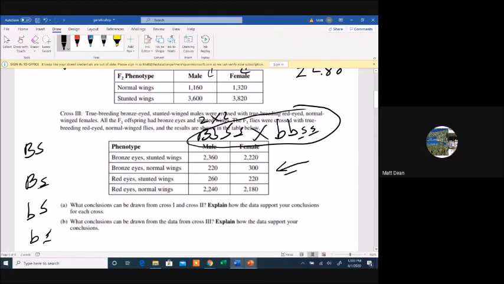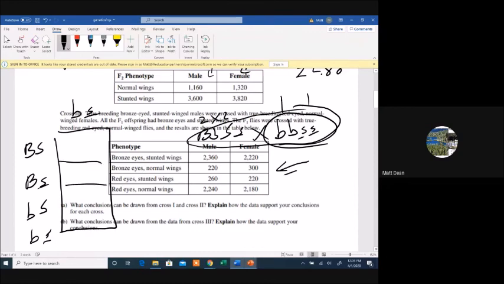Whereas this individual only has 1 B option and 1 S option, which is telling me this individual, really all their gametes are going to be the same. Every gamete is going to have a little b and a little s. So if we draw out our Punnett square, some individuals should be this genotype, and that's going to be bronze and stunted, right?